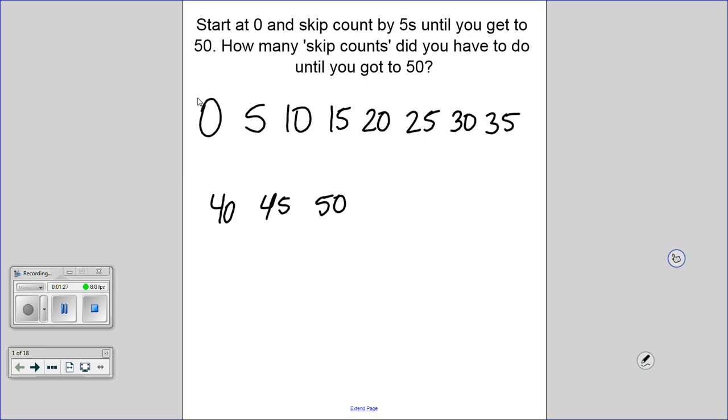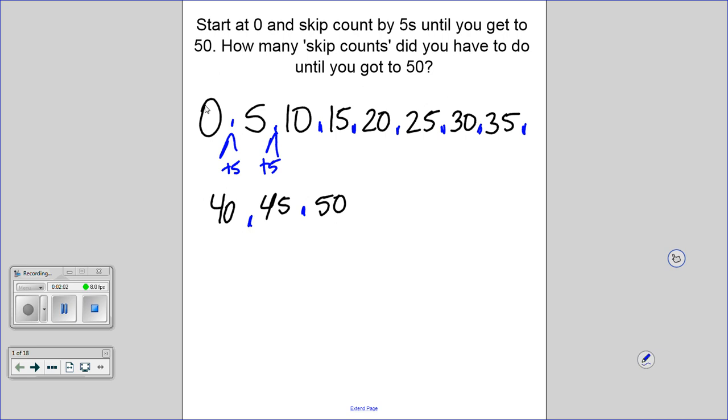How many skip counts did you have to do until you got to 50? Now, don't get tricked. Don't count every single number. The skip count happens on the in-between. So right here, that was plus 5. Right here, that was plus 5. We have 1, 2, 3, 4, 5, 6, 7, 8, 9, 10. So how many skip counts did it take to get to 50?